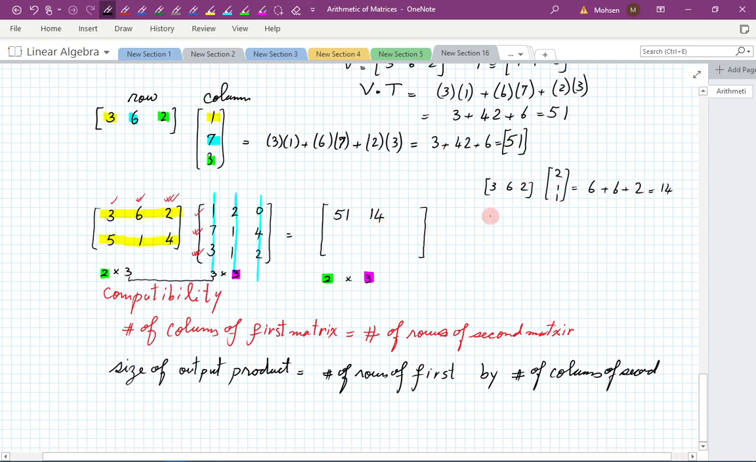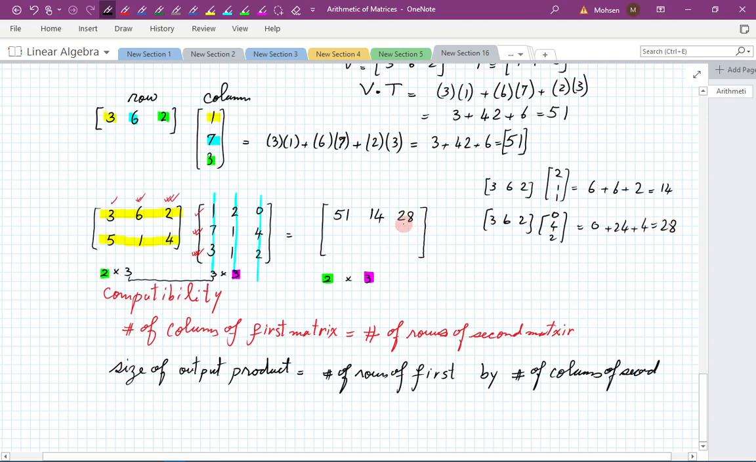And then again 3, 6, 2 multiplied by 0, 4, 2: first with first, second with second, third with third, and that's going to be 28, and that's going to be written here.